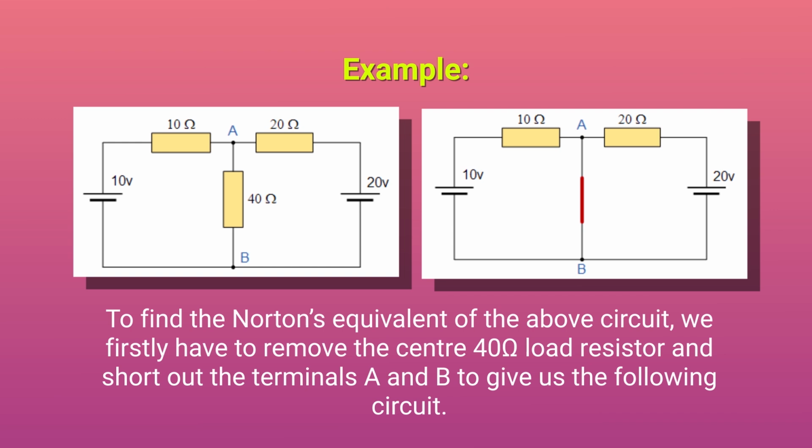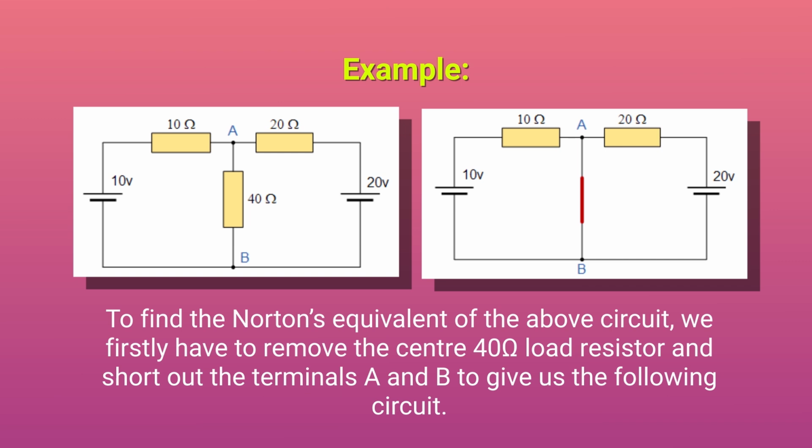Now Norton's theorem can also be explained with the help of one example. Here you can see there is a circuit which has two meshes. One mesh is this one, another mesh is this one, and there are two voltage sources: a 10 volt source, which is an ideal voltage source because there is no internal resistance, and a 20 volt source, which is also an ideal voltage source because it doesn't have any internal resistance. And these three resistances have values 10 ohm, 20 ohm and 40 ohm. Now by applying Norton's theorem, you have to find the current through this 40 ohm resistance, or the voltage across this 40 ohm resistance.